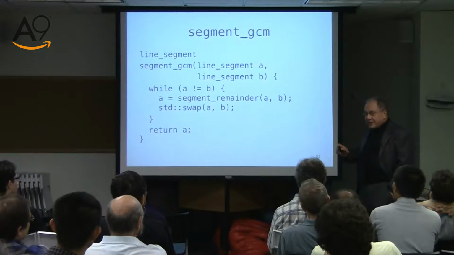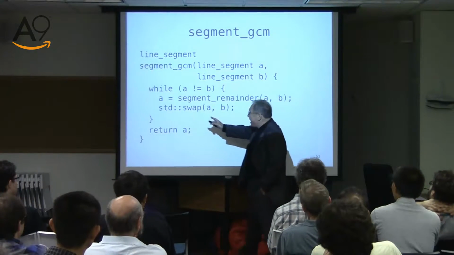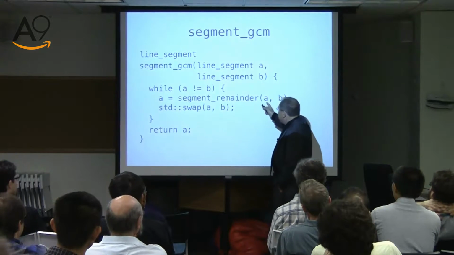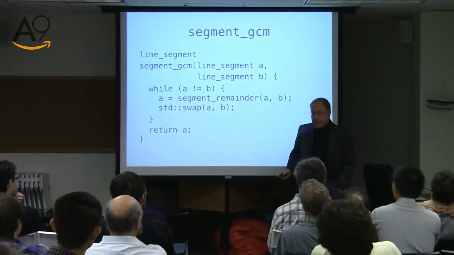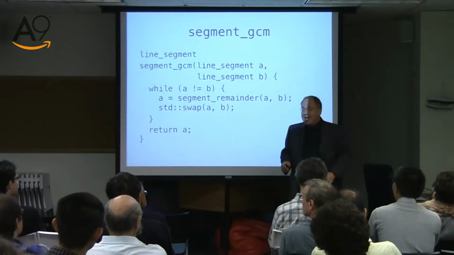In order to speed things up, what we need to do is to find a faster way of doing segment remainder. And the faster way was known not just to the Greeks, but to the Egyptians. Do you remember the scribe Ahmes, who wrote the Rhind Papyrus in the first lecture? Or was it? Yeah, in the first lecture. Long time ago, in any case.